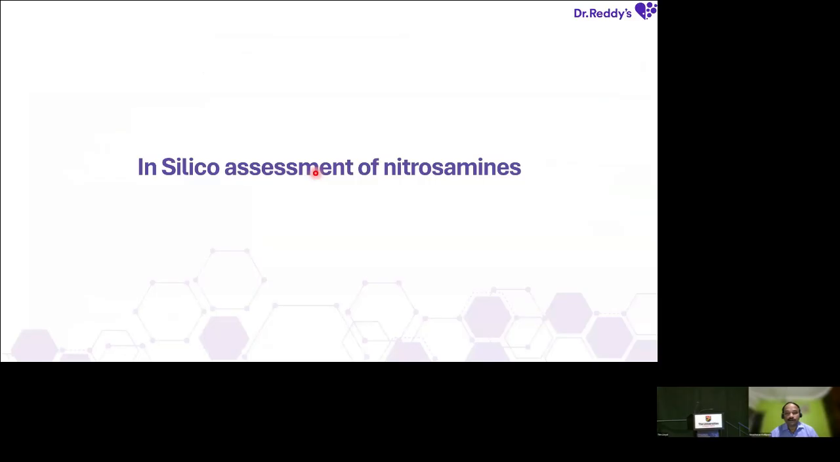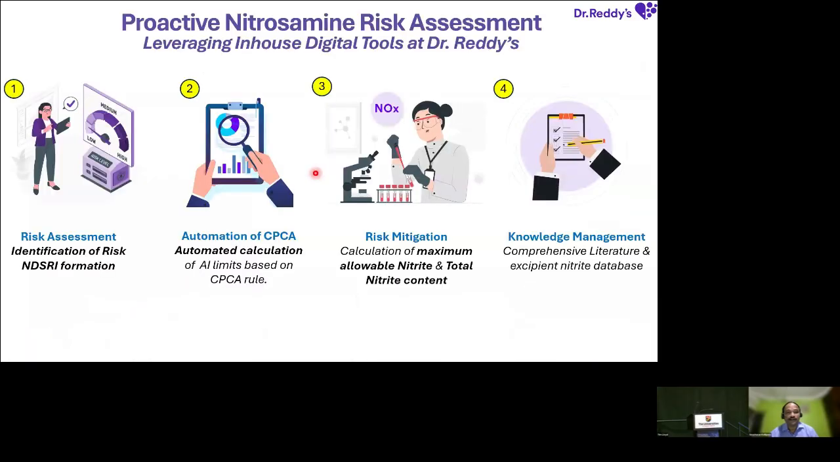So, in silico assessment of nitrosamines. In this part of the presentation, we would like to talk about the in silico tool that we have developed in Dr. Reddy's, which is basically leveraging the use of digital tools. In this particular tool, a lot of things can be done. The first task is risk assessment, wherein it can identify the risk of NDSRI formation, and later it can also calculate the CPCA, and it can derive the acceptable intake limits based on the CPCA rule. Followed by that, this tool also can calculate the maximum allowable nitrite as well as the total nitrite content, which we can limit in the drug product so that the NDSRI formation can be reduced.